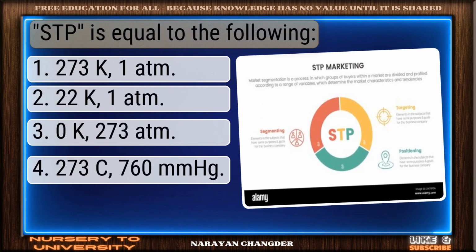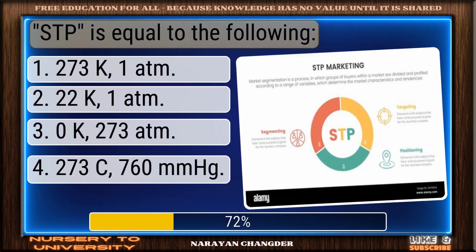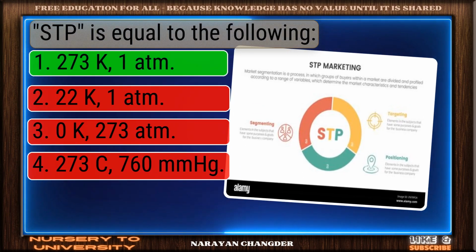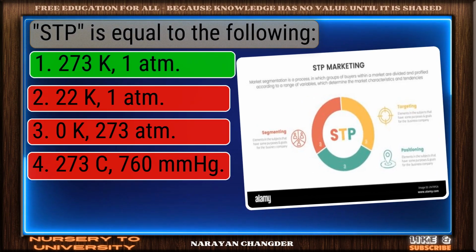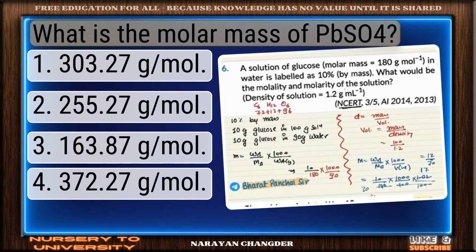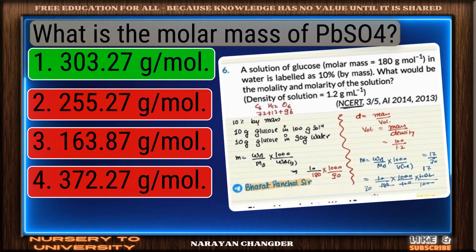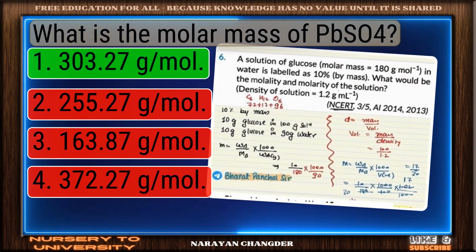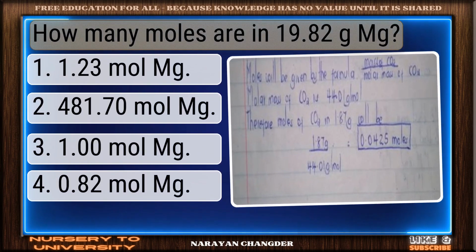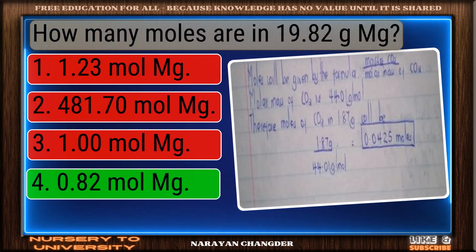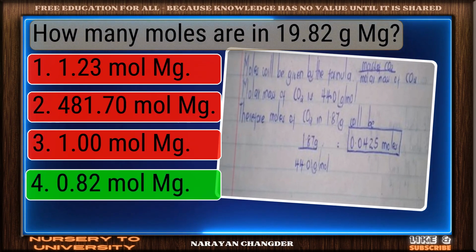STP is equal to the following. Excellent choice. 273 K, 1 atm is the right answer. What is the molar mass of PePSA4? You chose 303.27 g/mol and it is correct. How many moles are in 19.82 g? Perfect. 0.82 mol Mg is the correct choice.